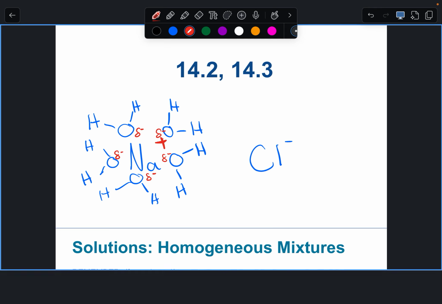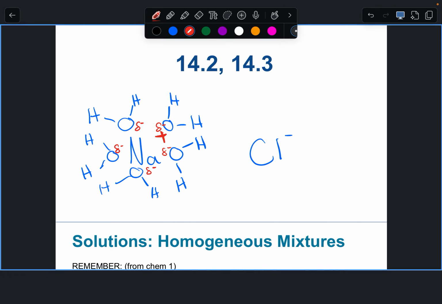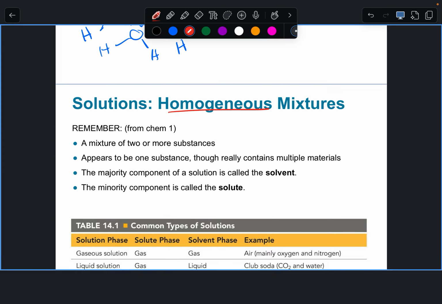That interaction is technically called an ion-dipole interaction. That's what keeps the sodium and chlorines suspended in the water, so that it's uniform throughout, which is what homogeneous really means. Remember, homogeneous means it's a uniform mixture. Another word we use for that is to say that the two substances, the solute and the solvent, are soluble, or they'll mix and form that uniform mixture.